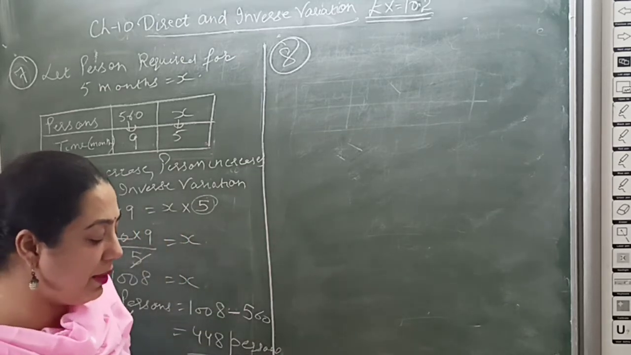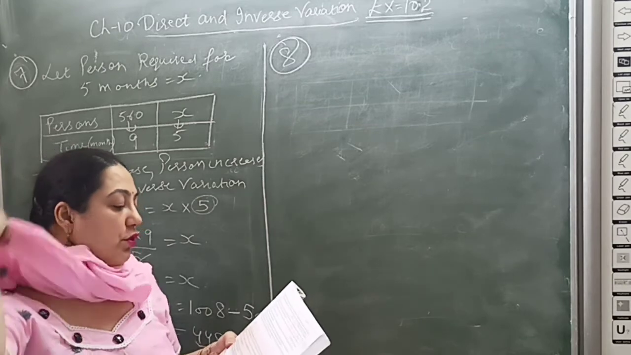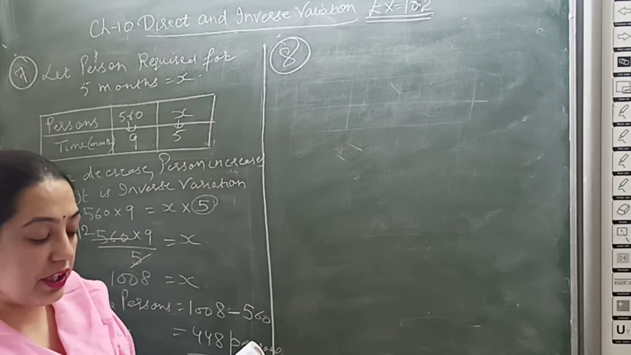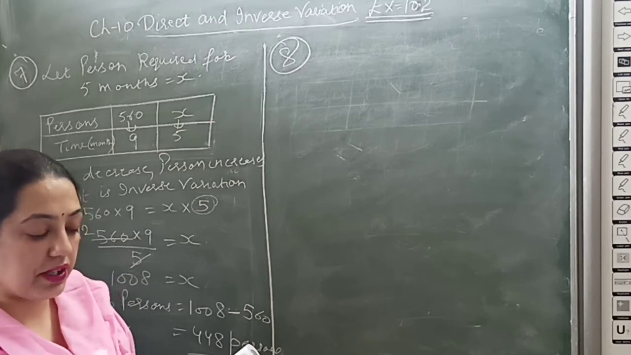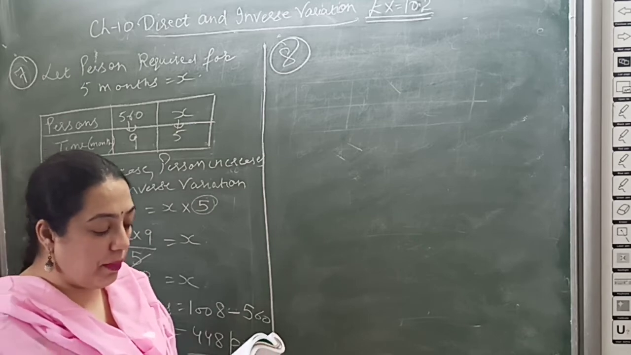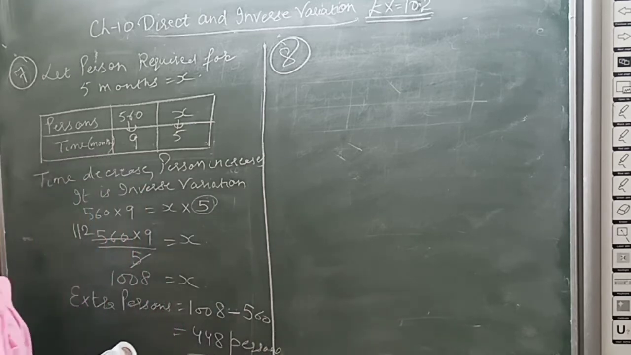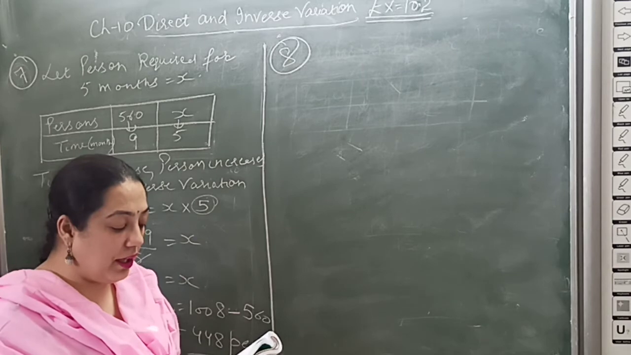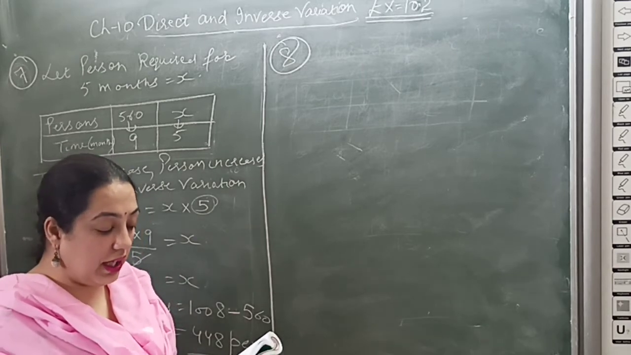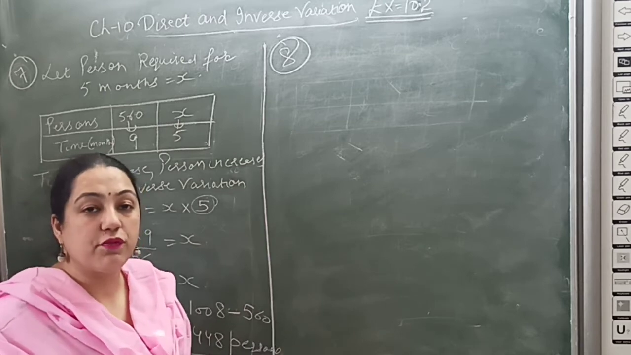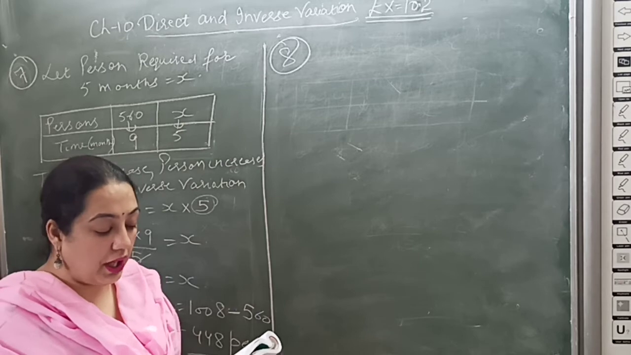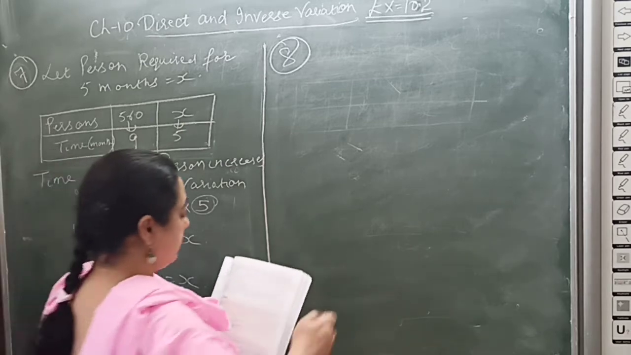Now the next sum is, a garrison of 200 men had food for 15 days, but due to the arrival of reinforcement of some men, the food lasted for 12 days. How many more men arrived? First of all, the food there will be for 15 days for 200 men only. But now there are more men. So it means food lasted will be less, that is for 12 days. You have to find out how many more men arrived.